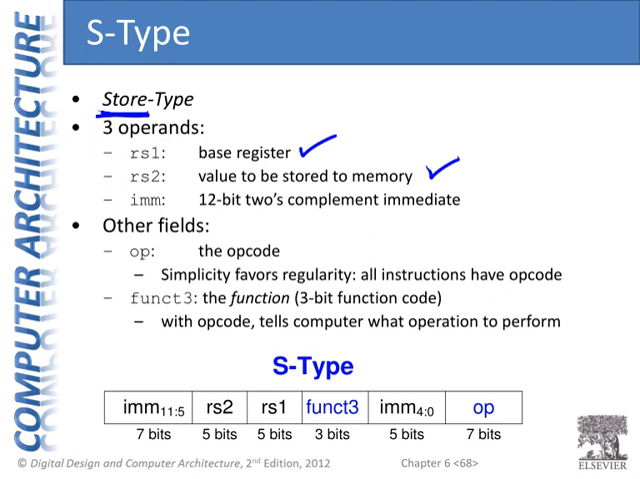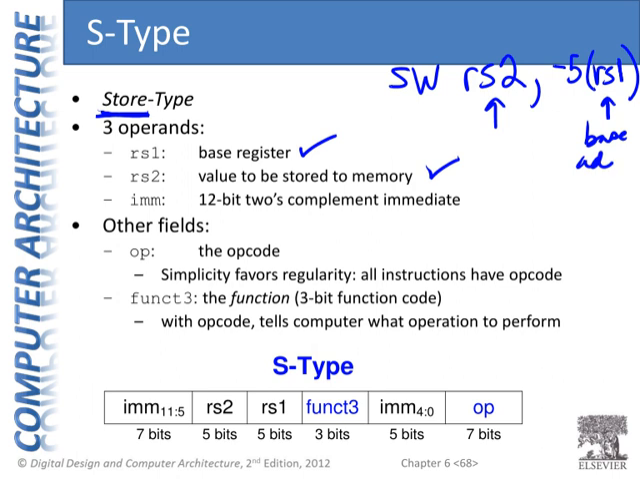So remember, in the store word instruction, we have some value in a register that we're going to store to memory. So RS2 holds that value that we want to store to memory, and then we determine what the address is by adding the offset to the base address. So again, remember, RS1 is the base address. And then we have the opcode and the function 3 bits that again determine what operation to perform.